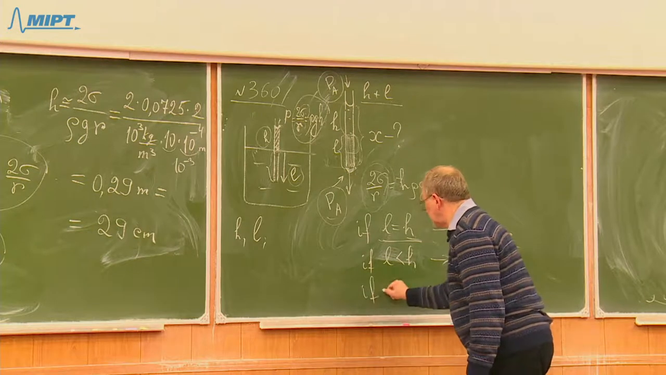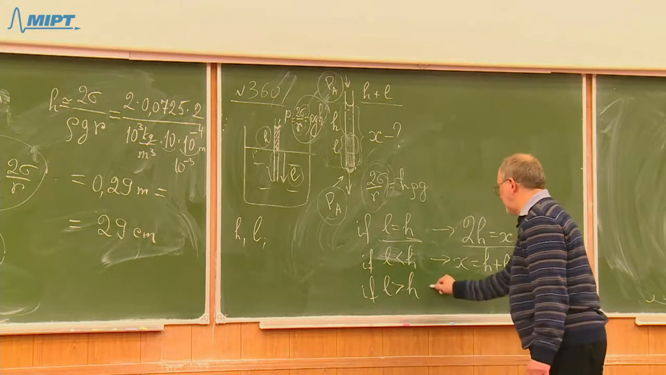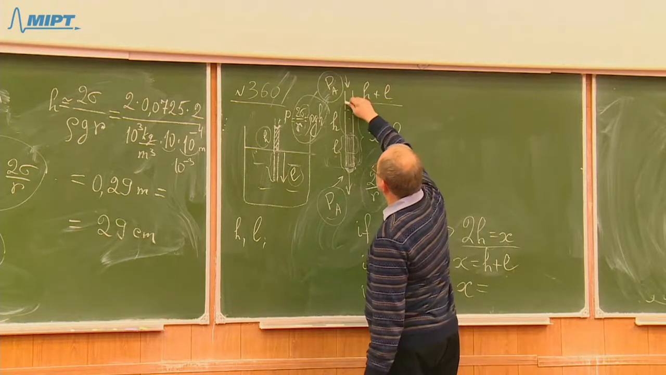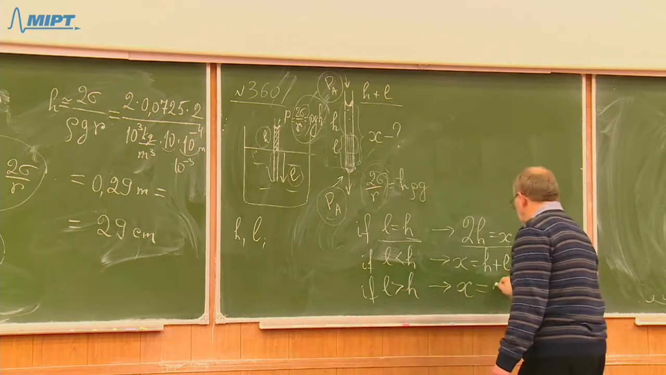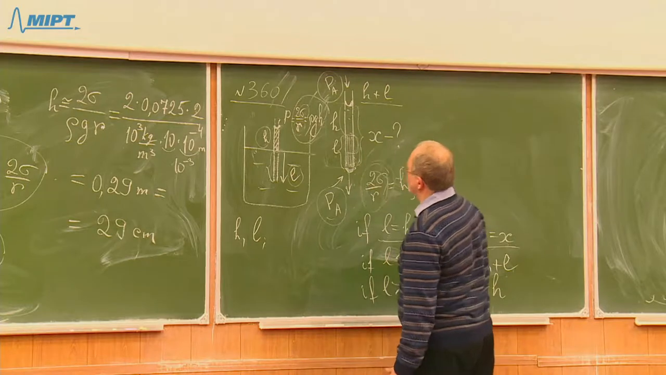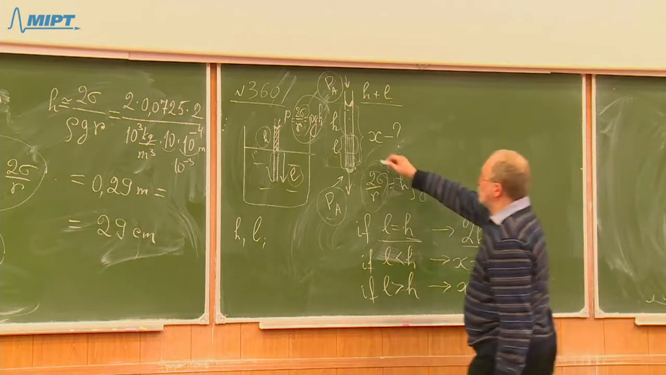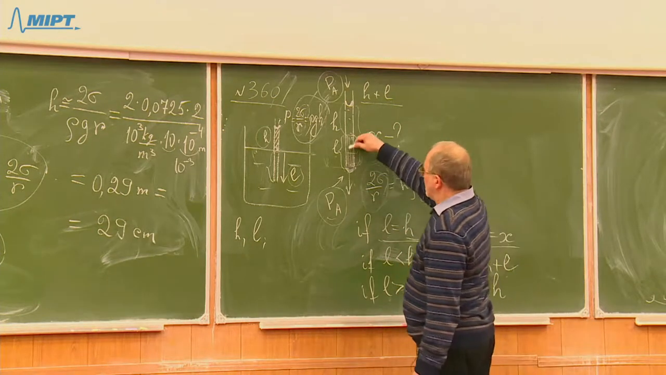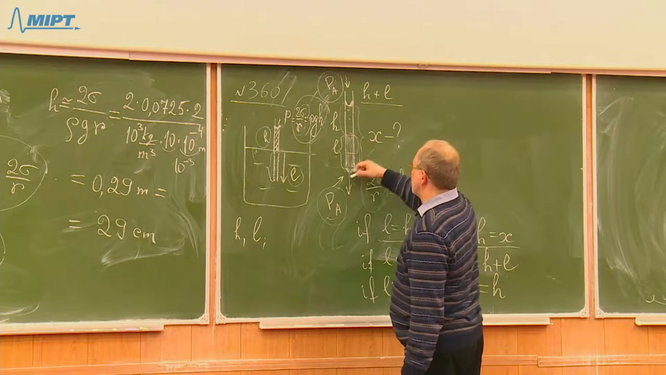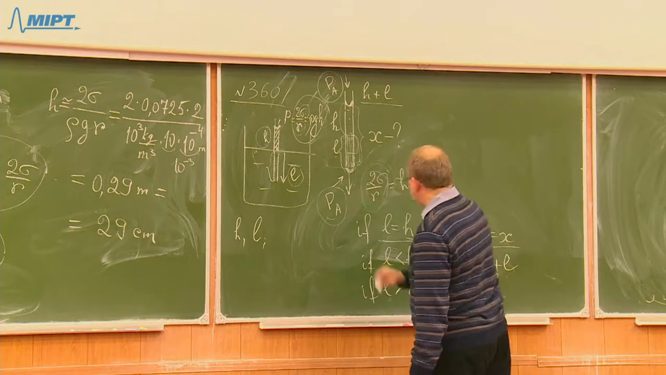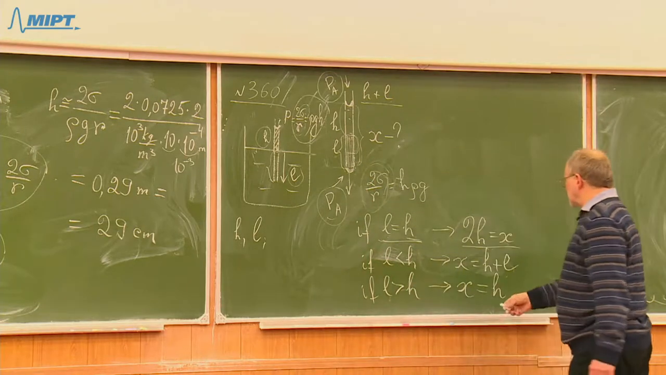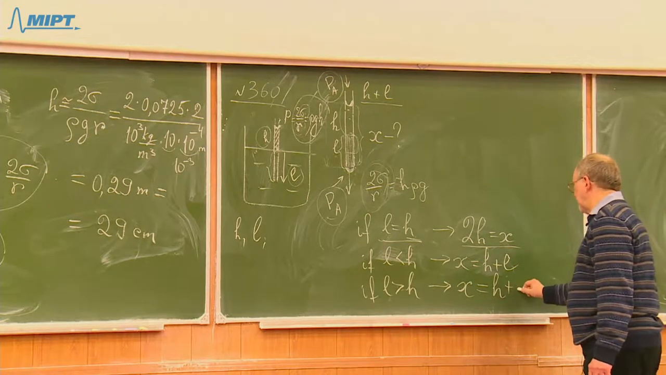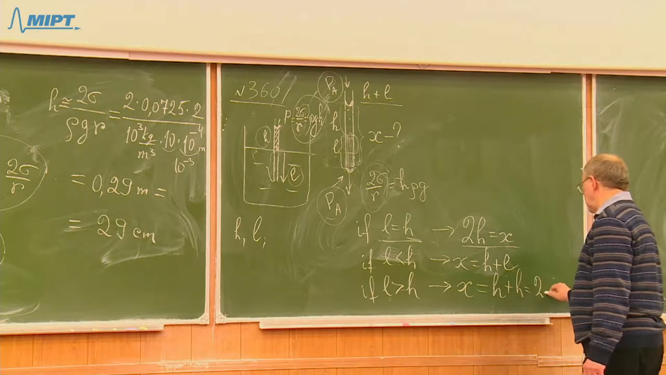But if L is larger than h, then what can be said about x? The upper side of water will be kept by the upper surface. So the height h will remain anyway inside the tube. But the lower part of water will flow out if L is larger than h. Some large amount of the lower part of water will flow out, and it will flow out until L is equal to h. So in this case, the remaining part will be h plus h, and it will be equal to 2h.